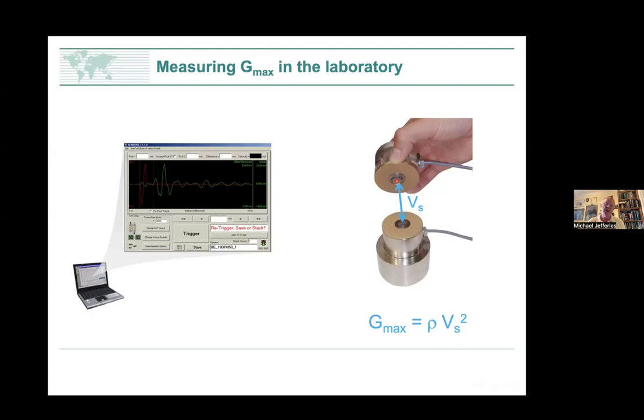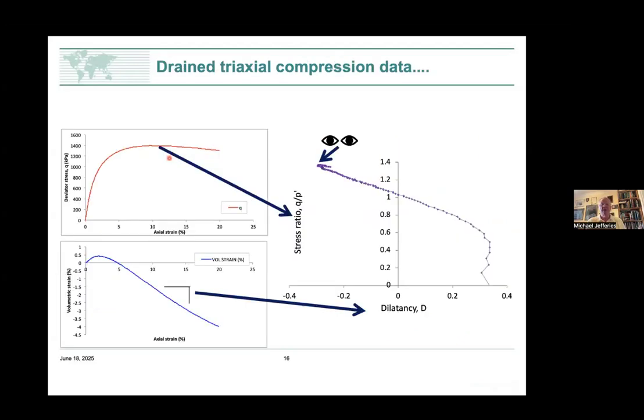And then you get a waveform, and there's computer software that controls these things, and you see the waveform, and you pick out the travel time. And then Gmax is simply the density rho times the velocity squared of the shear wave velocity. And that's what we do in the lab, and it's very, very handy, and it's useful. Right. Let me talk to you now about processing triaxial data.